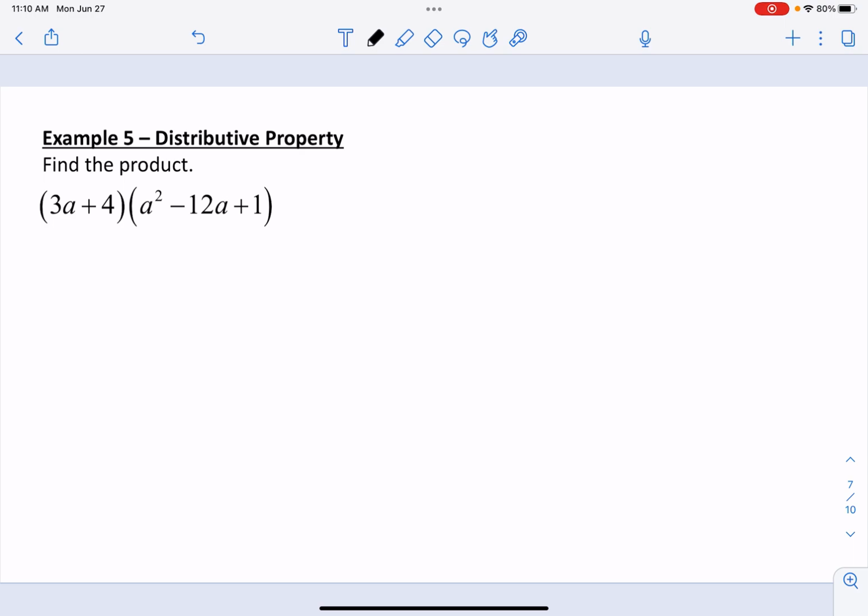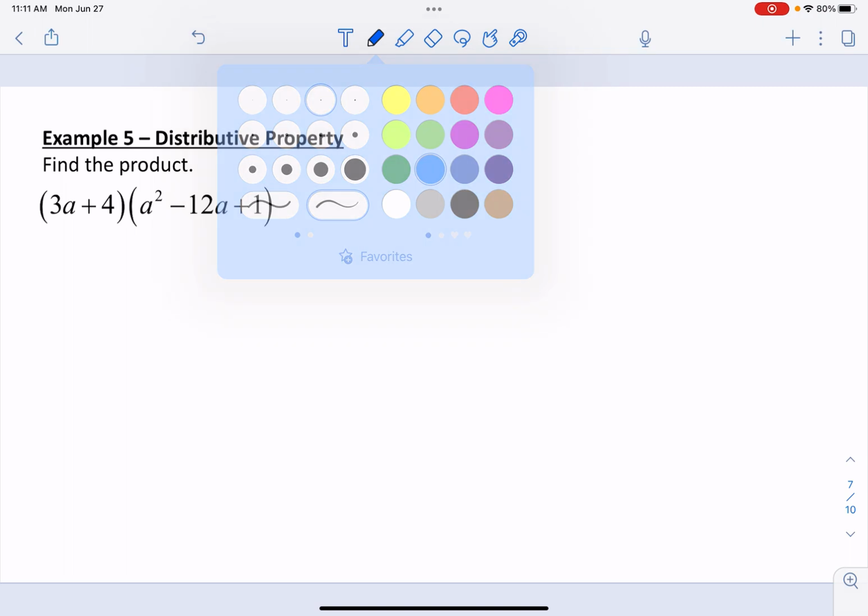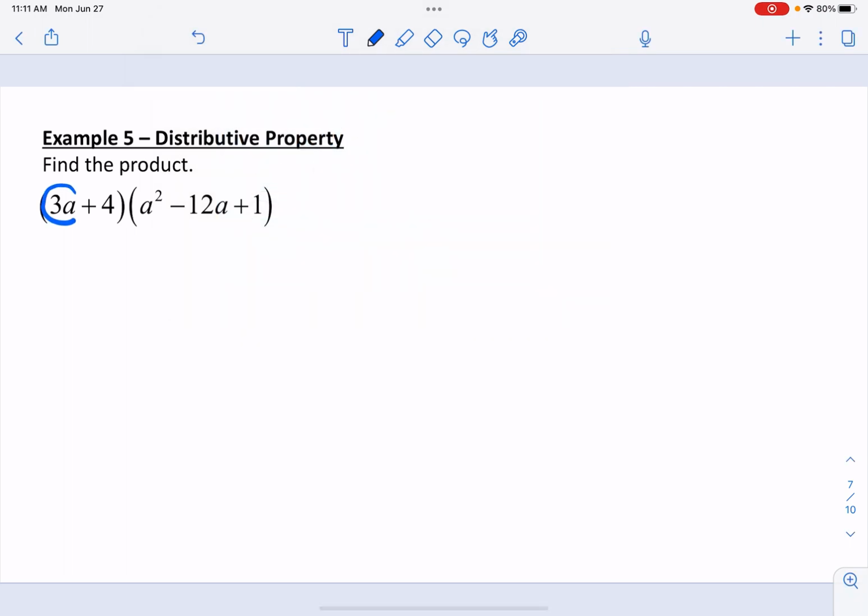Multiplying this, there are two different ways to multiply these. There's one that I'm going to call the distributive property. It's kind of like a version of FOIL. And then there's another method I'm going to teach you that's the box method. So first, I'm going to take this 3a and distribute it to every term. So 3a times a squared gives me 3a to the third.